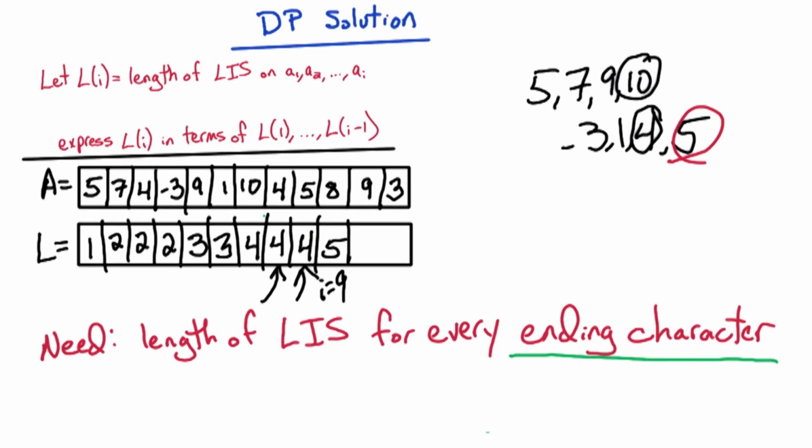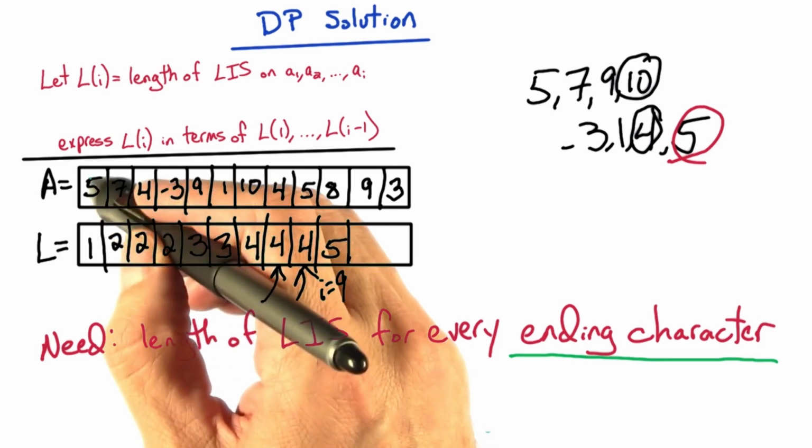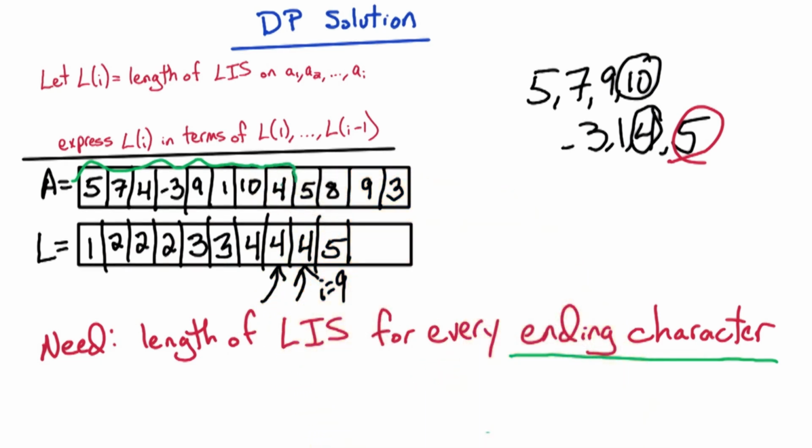So this actually gives us an idea for how to modify our subproblem formulation. We want to know the length of the longest increasing subsequence for every possible ending character. We just noticed that the possible ending characters are the earlier elements in the array. Therefore, we want to maintain the length of the longest increasing subsequence for each element of the array. This gives us an idea for the new subproblem formulation.